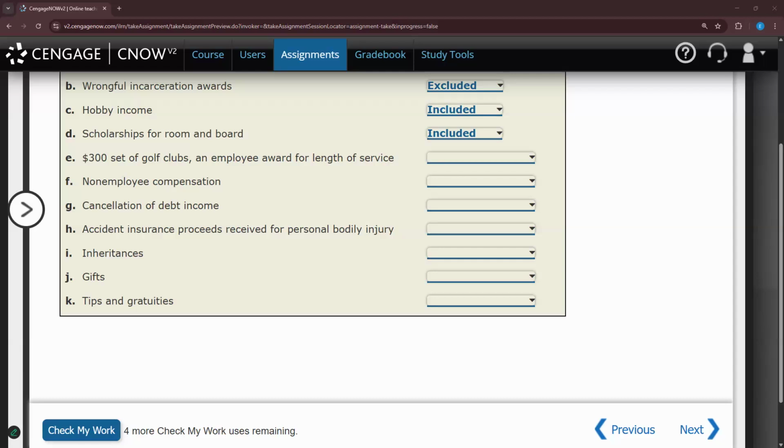Here we have, oh sorry, the $300 set of golf clubs. So in such case, again, this is going to be considered excluded.